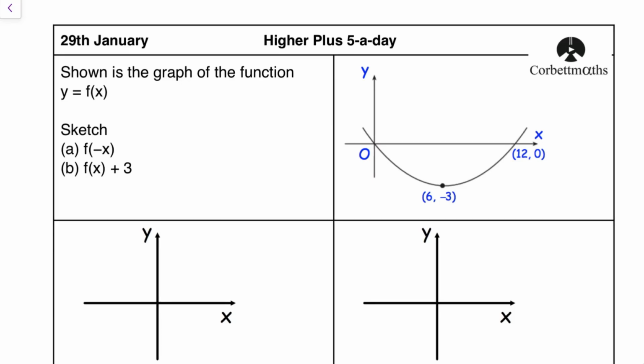Okay, so similar to yesterday, we have a transformation question, where the first one is a reflection, because I'm making all my x's from a negative. In other words, I'm doing the negative for a positive and positive for a negative. So it's a reflection in the y-axis. This one here is going to be a translation. Now I add the 3 afterwards, so I'm going to translate the y values up by 3.